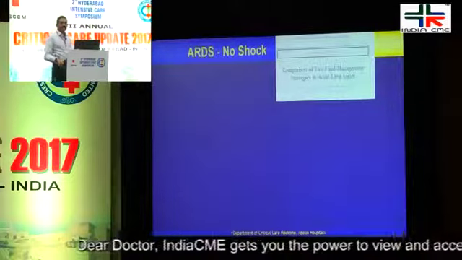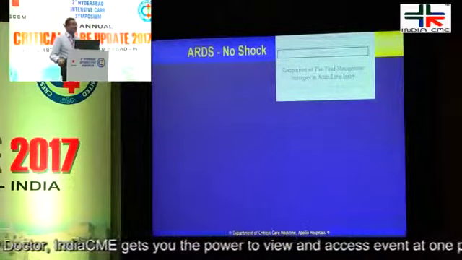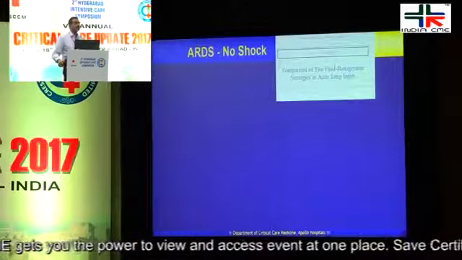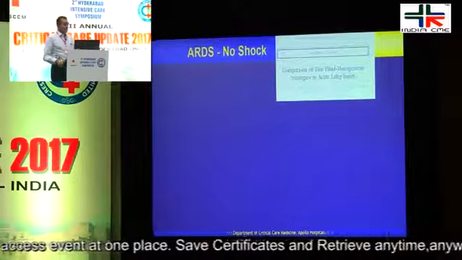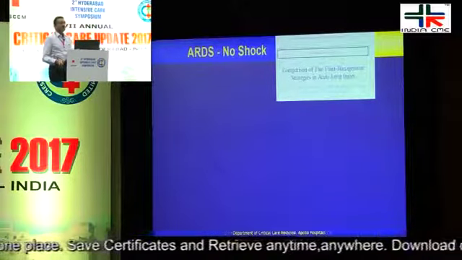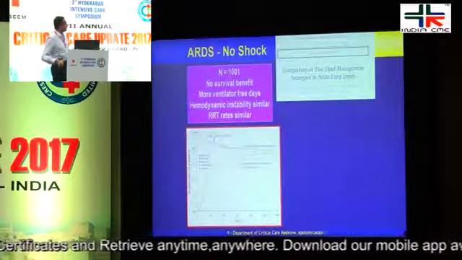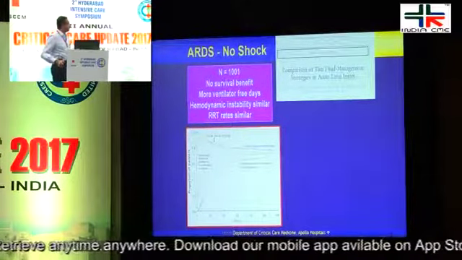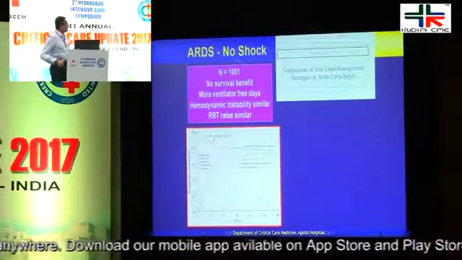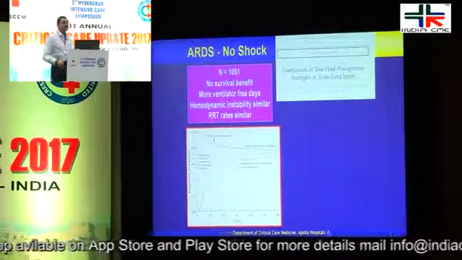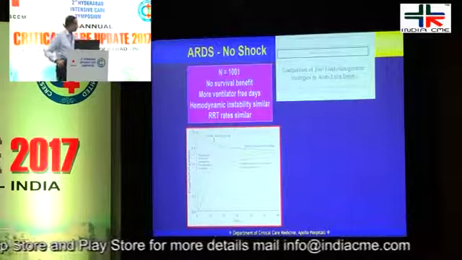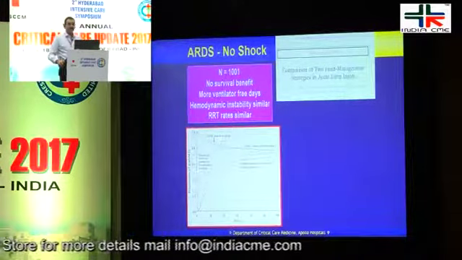Probably we have the best evidence for this in terms of the FACT trial, where they randomized patients who were not in shock, after they were resuscitated very clearly, and then they decided to do a liberal strategy or a conservative strategy. 1,000 patients, they clearly showed that there is no difference in mortality, even if you restrict fluids to those patients, but they came off the ventilator faster.